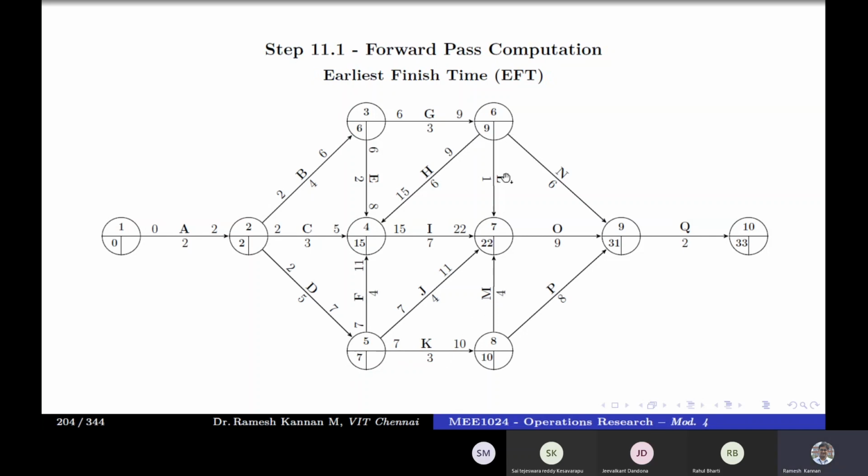K, L is here, 9 and 9, it will be 9. 9 plus 1 is 10. Then M is 10 and 10 here. 10 plus 4 is 14. Then N is 9 and 9 here. 9 plus 6 is 15.